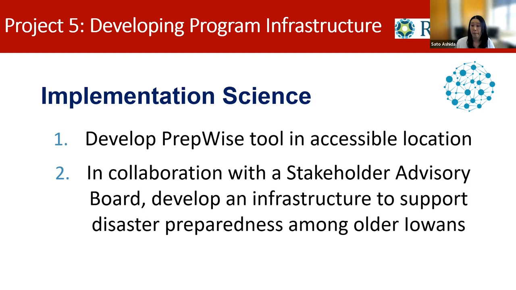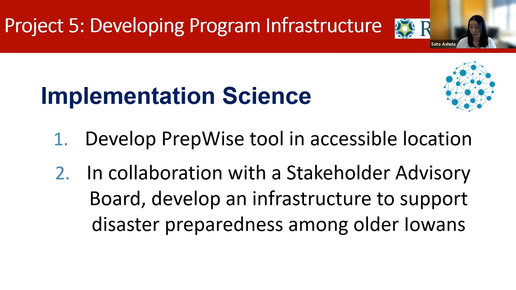First of all, M1, we have to actually develop the online tool. We have to move the online tool to accessible locations because not all the organizations were able to access our tool. So now we have to move it to a better location. And M2 was, in collaboration with the Stakeholder Advisory Board, to develop infrastructure to support disaster preparedness among older adults in the state of Iowa.